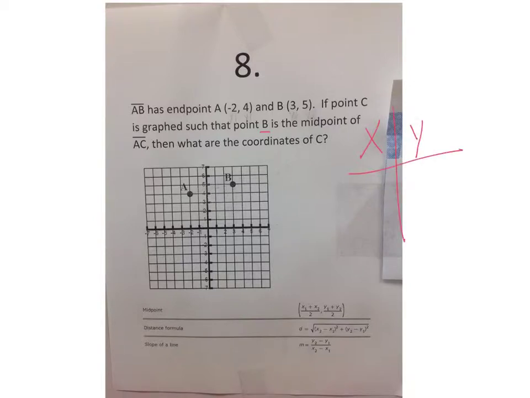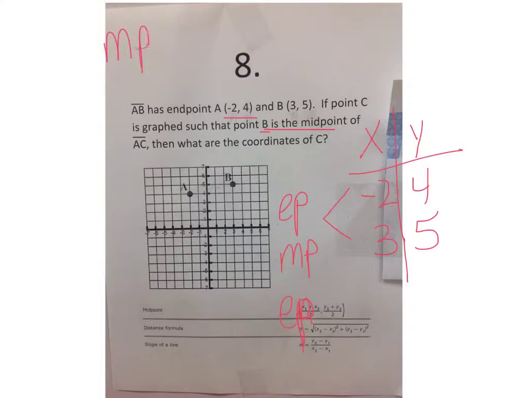So remember I told you set up your XY. It's endpoint, midpoint, endpoint. Okay, so our endpoint is A, negative 2, 4. And our midpoint is going to be B, so that's 3, 5. So now I have to figure out what do I do to get from negative 2 to 3. Well, if I take my midpoint and subtract my endpoint, I get 3 minus negative 2. Midpoint minus our endpoint. Plus a positive, so that's 5.